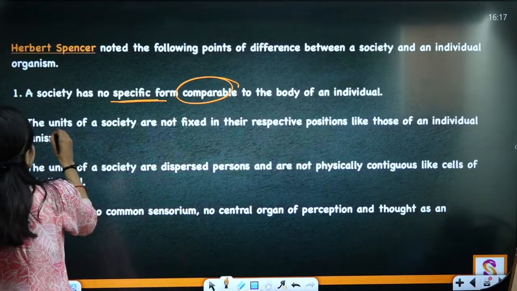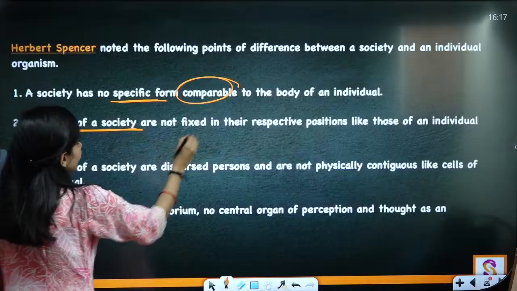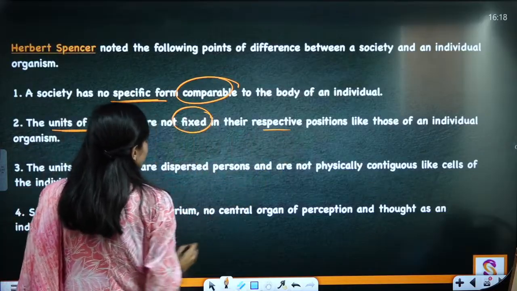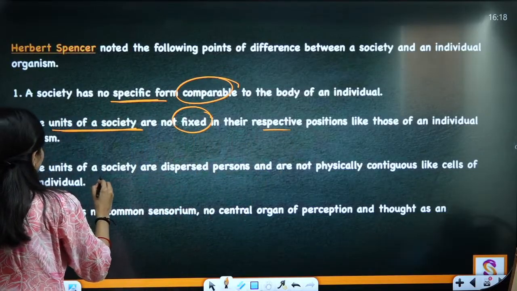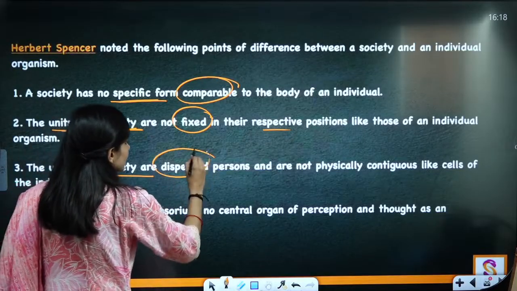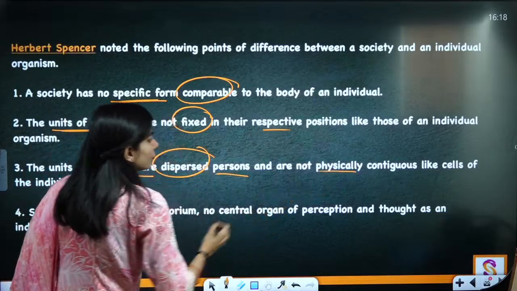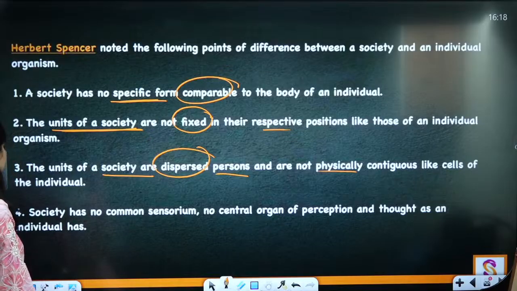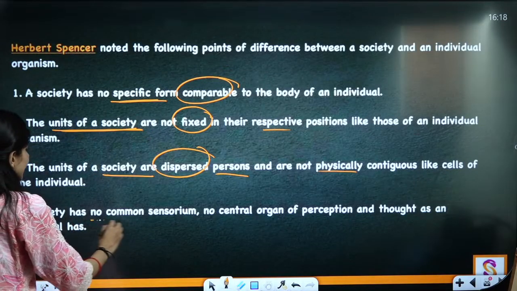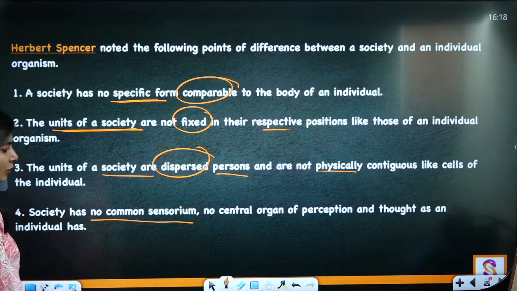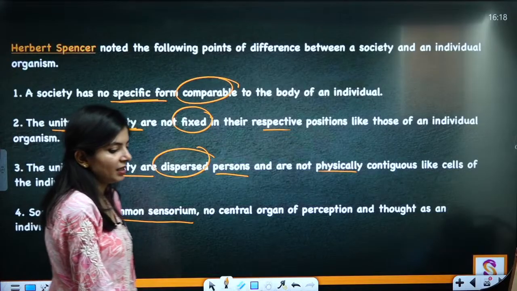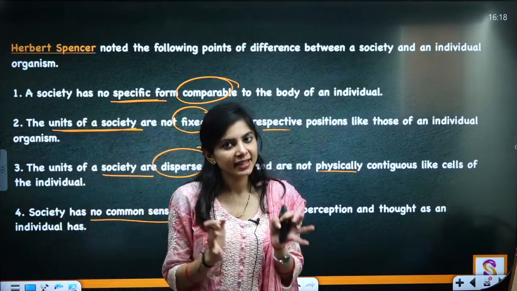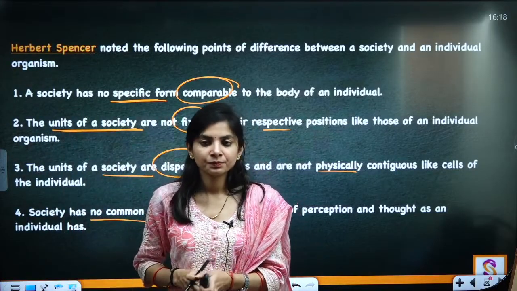They specified that the units of a society are not fixed in their respective positions. They specified that the units of a society are dispersed persons and are not physically contiguous like the cells of the individual. And they also specified that society has no common sensorium. He just wants to specify the thing that Aristotle explained.